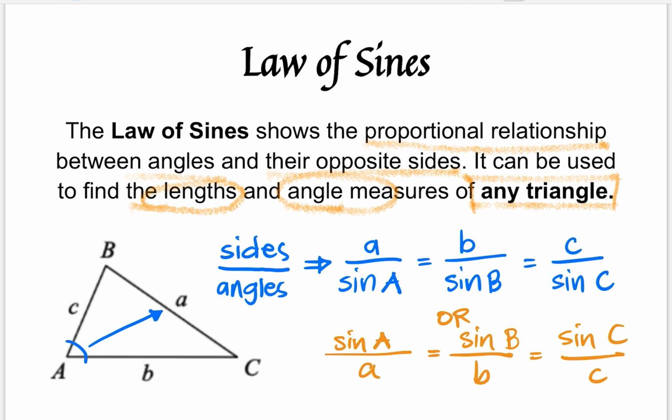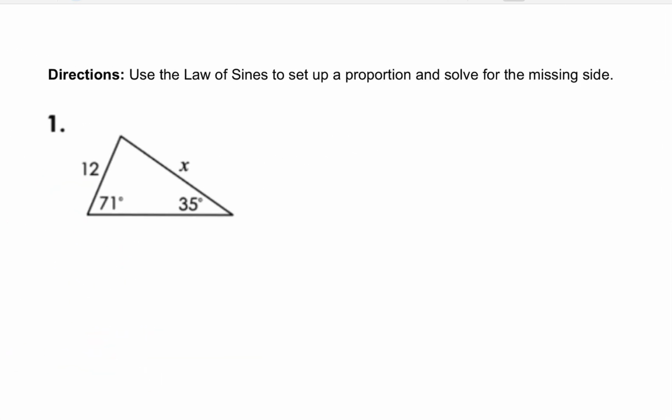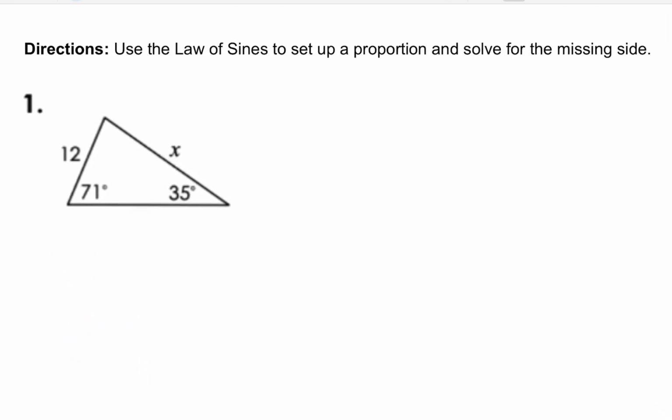Let's use this equation to find the missing side of this problem. First, we are going to label the given information. So I would like to make my 71 as my A. So its corresponding side is small a. This angle 35 is going to be my angle B. Its corresponding side is small b.